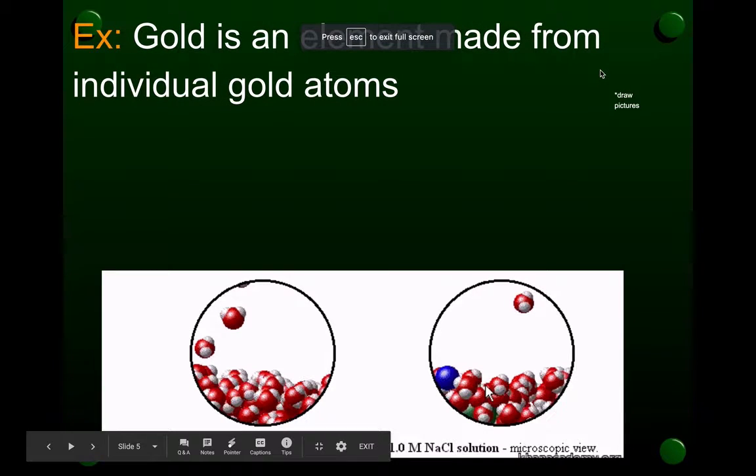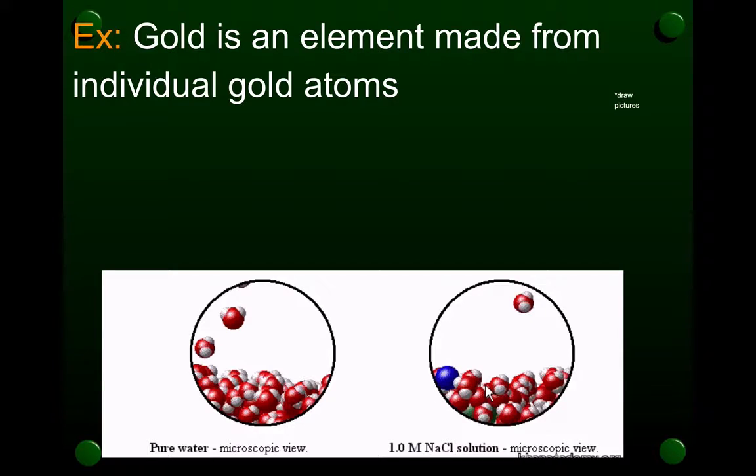Mr. Samuels here, continuing our conversation about classifying matter. So, last we left off, we talked about gold being defined as an element because it's on the periodic table. There's only one type of atom, and if you have a sample of gold, it's just a bunch of individual gold atoms. There's no bonded together molecules.